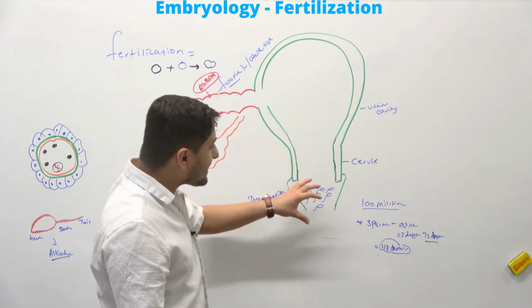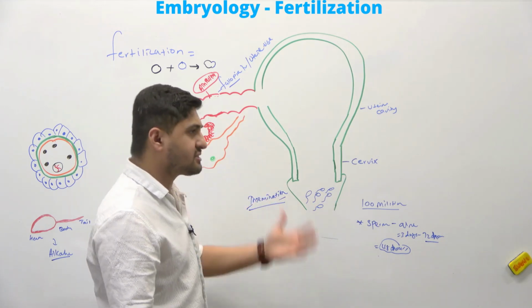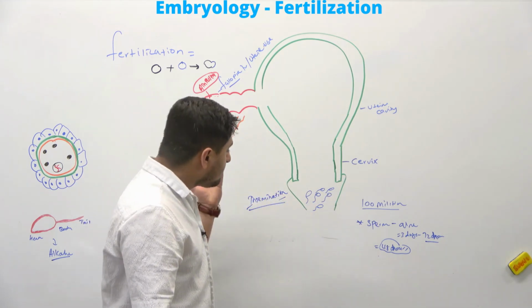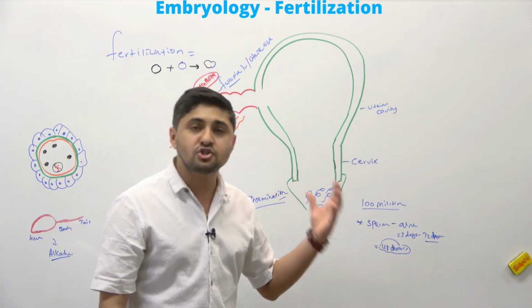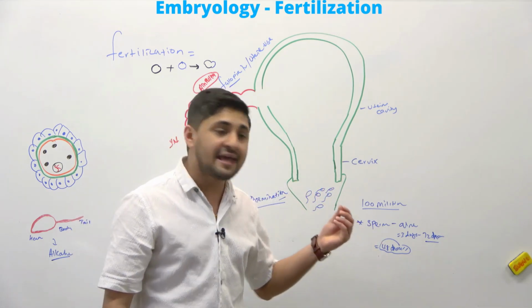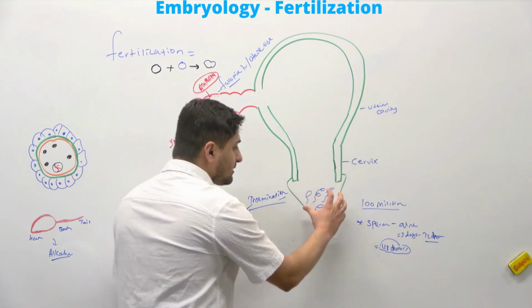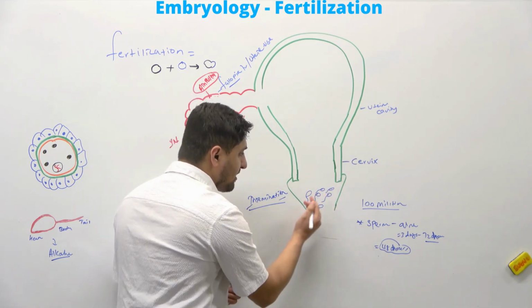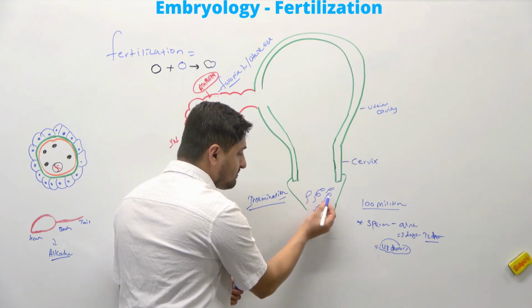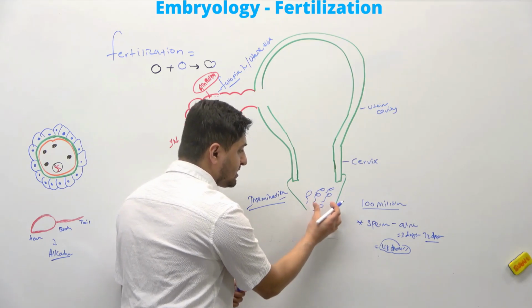But remember, when that 100 million get deposited, and some books say more than 200 million, most of them, the majority, die because, as we said, the sperm is alkaline, and when they get into the vagina, because of the acidic conditions, they are destroyed.